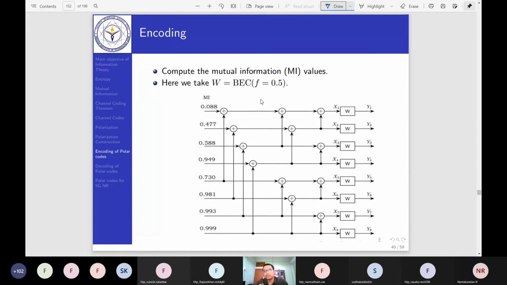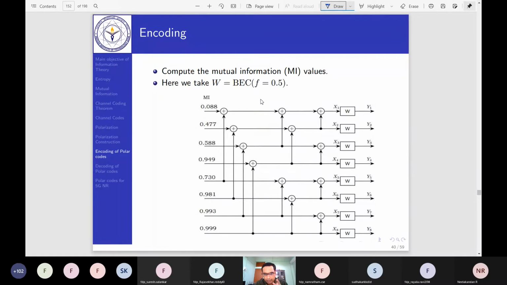And now the encoding. We have to select what are the information bits and what are the frozen bits. We have n number of bits, but we are not going to use all of them to transmit information bits. We will put the information bits only over those bits which undergo very good channels, and for those bits which experience bad channels, we are not going to put information bits. So information bits and frozen bits.